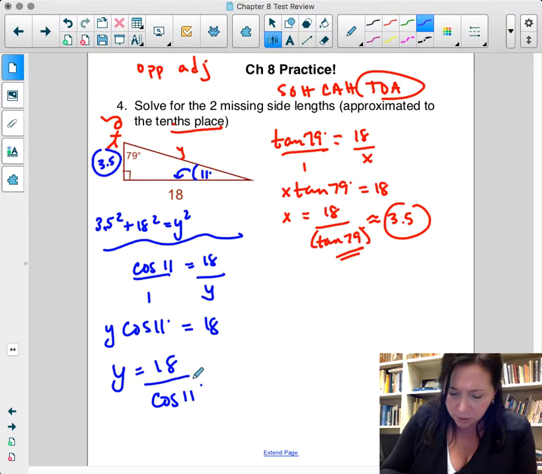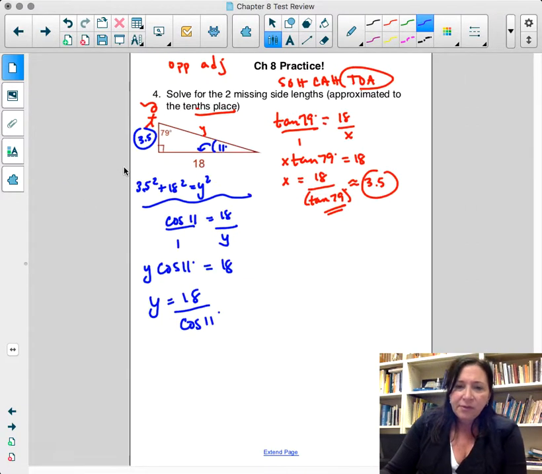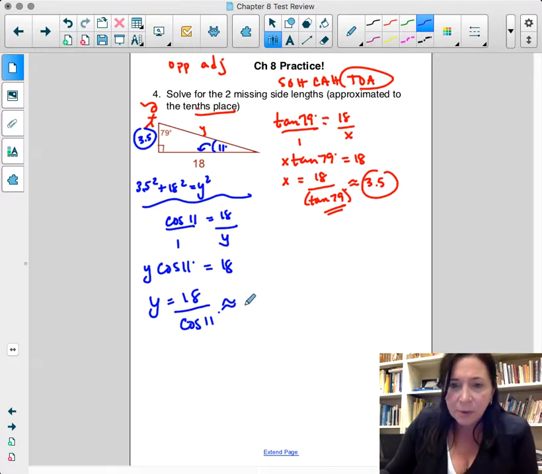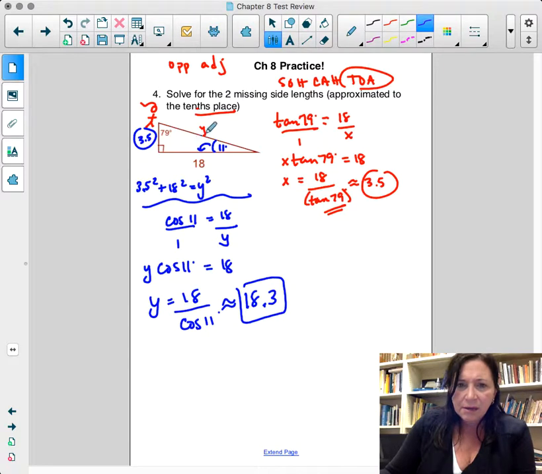So I'm going to go 18 divided by parenthesis, and I need to put in cosine of 11 degrees. So cosine of 11 degrees, and that equals 18.3. So this is approximately 18.3. And so this is a side, this is my y, equal to about 18.3.